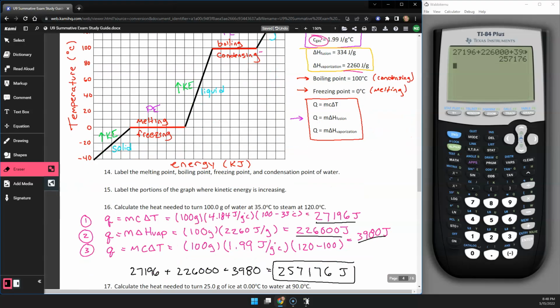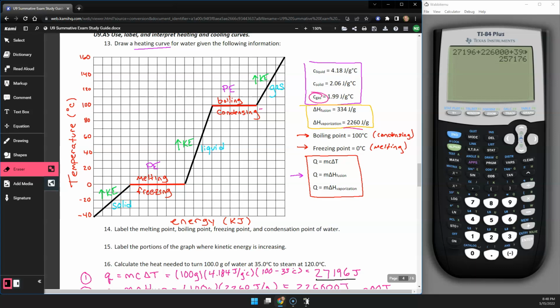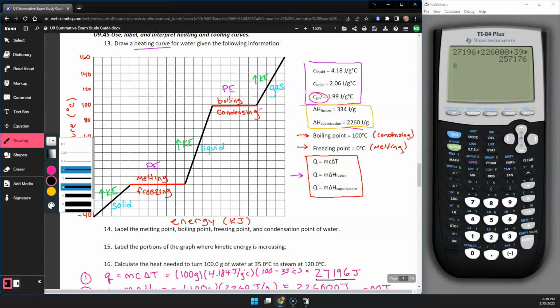Okay, so the question says, calculate the heat needed to turn 25 grams of ice at 0 degrees Celsius to water at 90 degrees Celsius. Okay, so ice at 0 and water at 90 degrees. Boom. All right, now for the first dot, how did I know to put it there and not there?